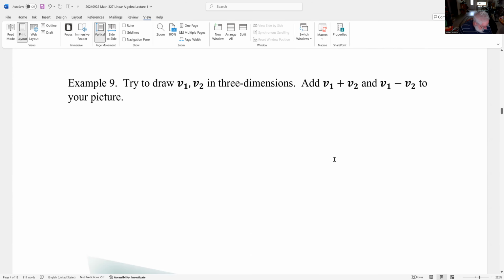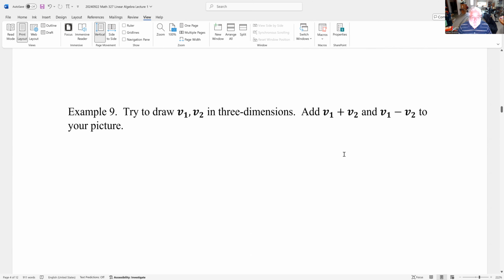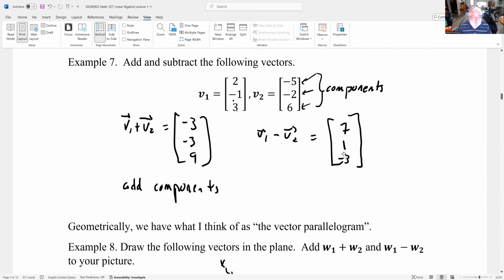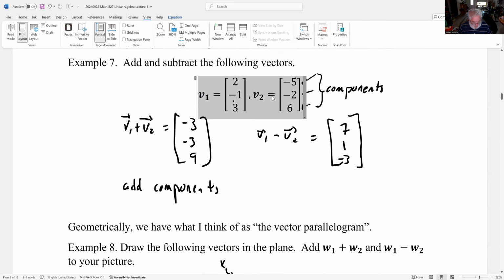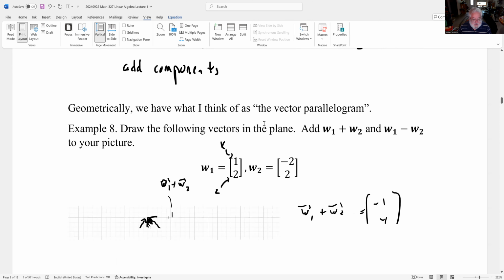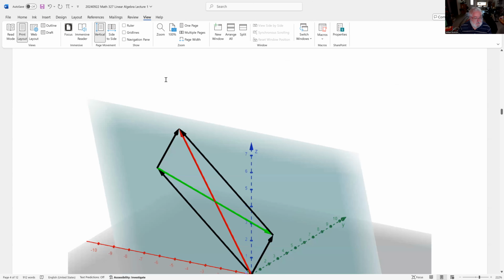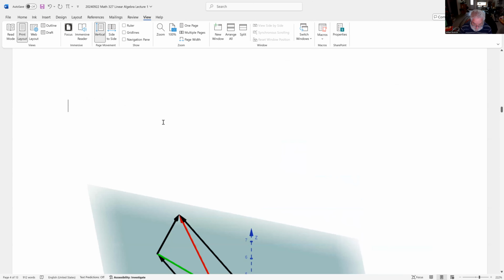Right, so V1 and V2 are now, let's see, the example 9. V1 and V2, this is very hard to do. So V1 is 2, minus 1, 3. I'm just going to copy this and bring it down here. And I'll have to bring this up a little bit so I don't screw up all my spacing.